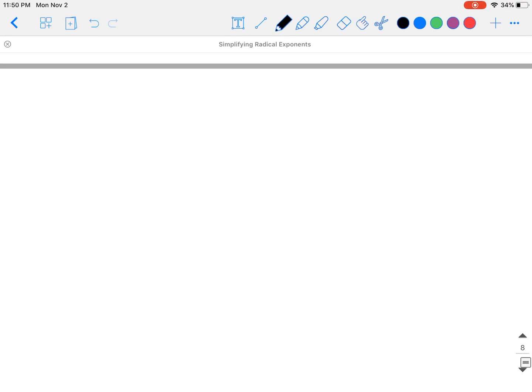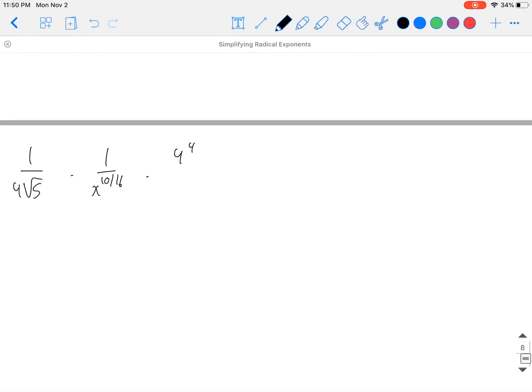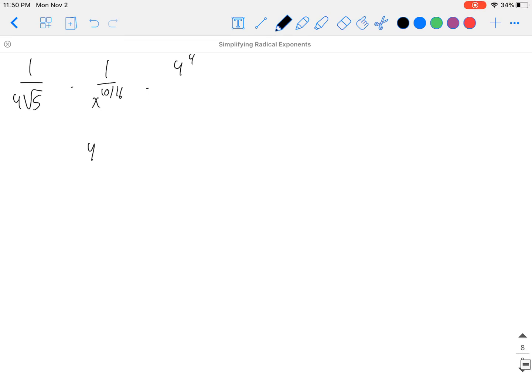So we will have the real number of 1 over 4 times the square root of 5 times 1 over x to the 10 over 16 times y to the 4th. Now multiplying this all together, we will have y to the 4th over 4 square root of 5 times x to the 10 over 16.